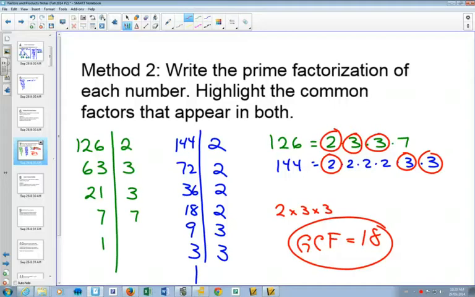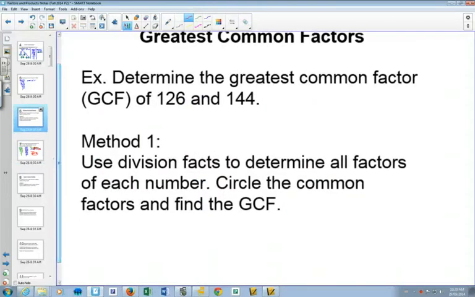I like this method because when you get to bigger numbers, it's not as easy to see what's the biggest number that divides them both. And method 1, which works really well with smaller numbers, we'll go to method 1 now. Method 1 works really well with small numbers, but with big numbers, it can be tedious.